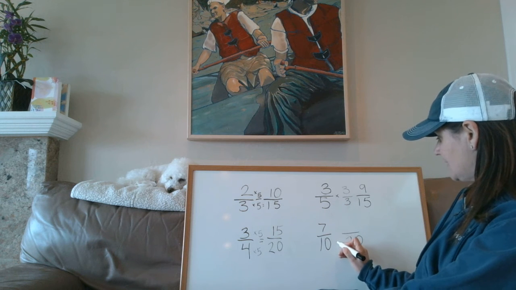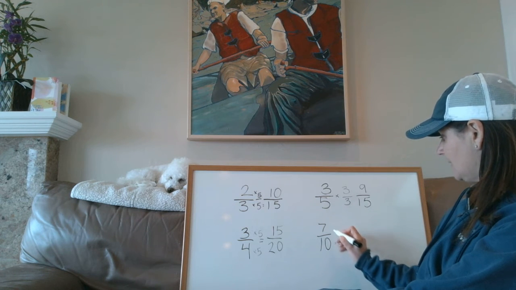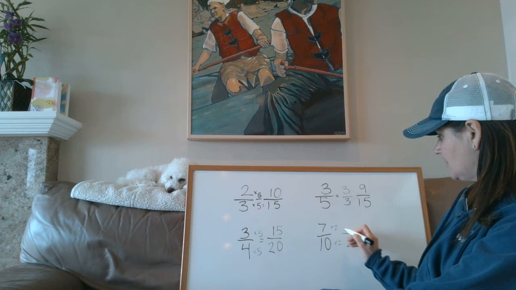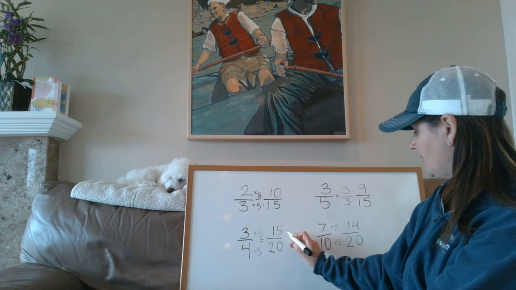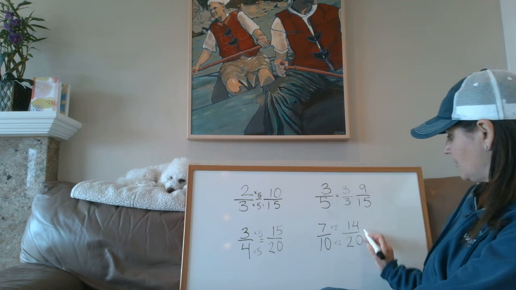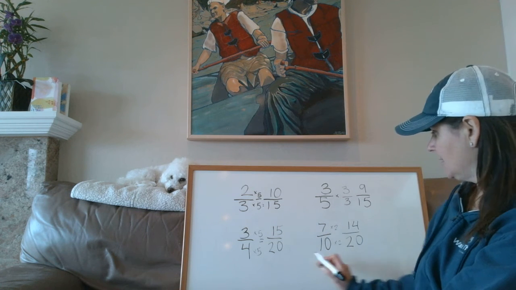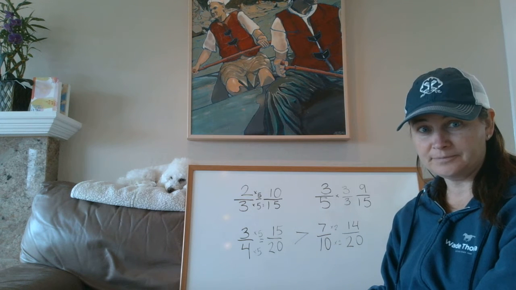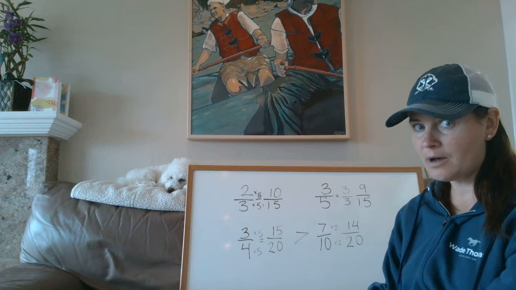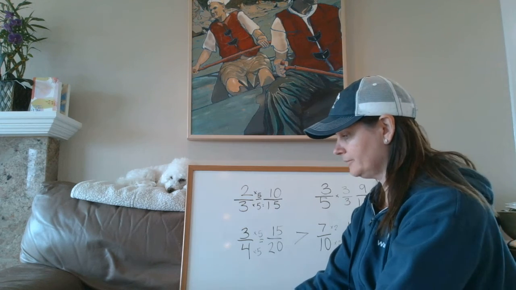Now 7/10, 10 times 2 is 20. So 7 times 2 is 14. So we know that 15/20 compared to 14/20, this one's going to be greater. Is that what you got? Okay, we're going to keep going all together.